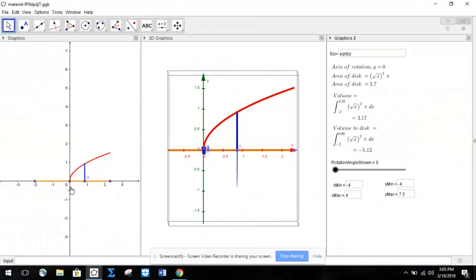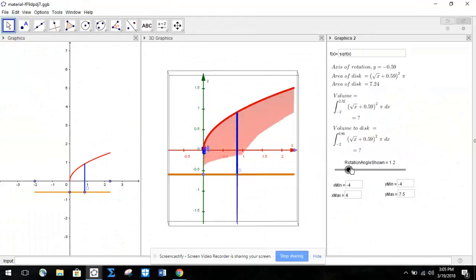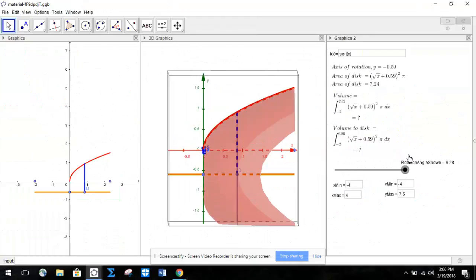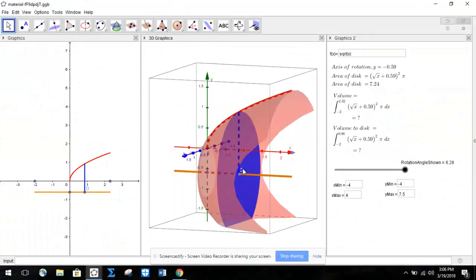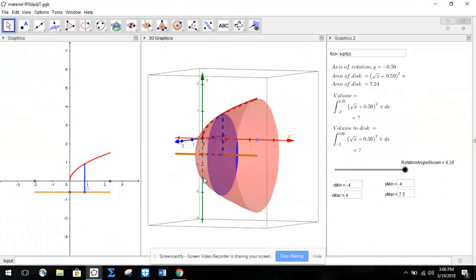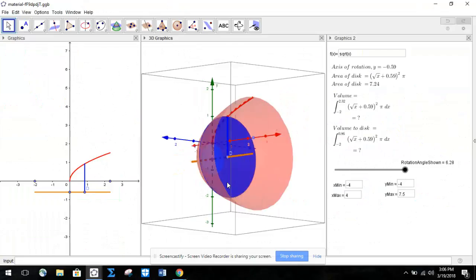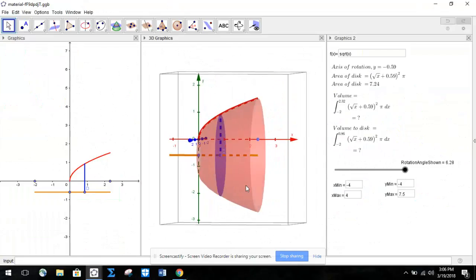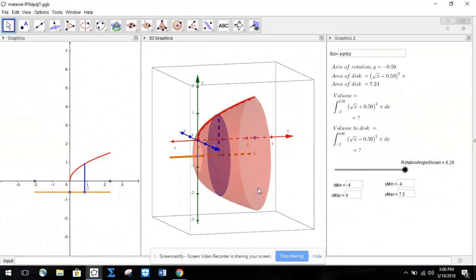Even if I pull the axis down a little bit, I used to be able to do this. I think this might not be working now. Oh, there it is. And when I rotate around, here's the circle again. See? So as long as my boundary line is an axis of rotation, that will create a disk.